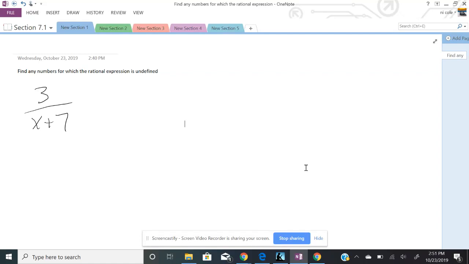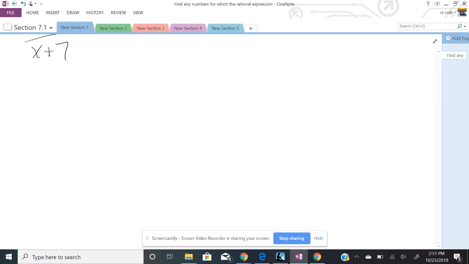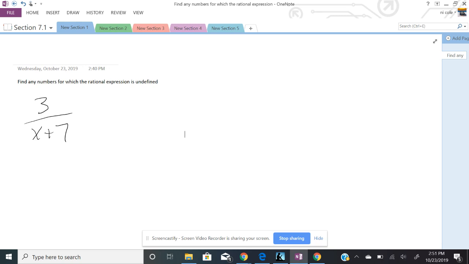All right, welcome to section 7.1. We're still doing lots and lots of factoring. There are a couple of things we need to know. We are working with fractions, and when does any fraction not exist?